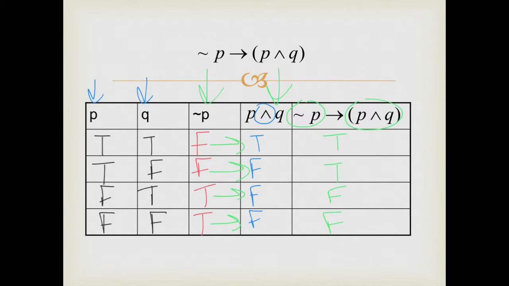The last thing we want to look at, for our final column, is whether this is a tautology or a contradiction. And in this case, since we have a mixture of trues and falses, it's neither.